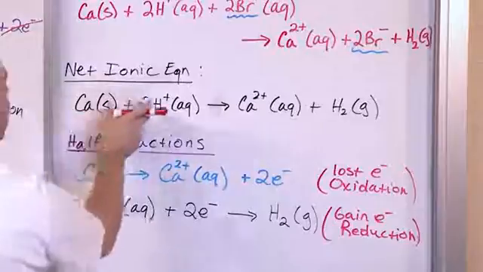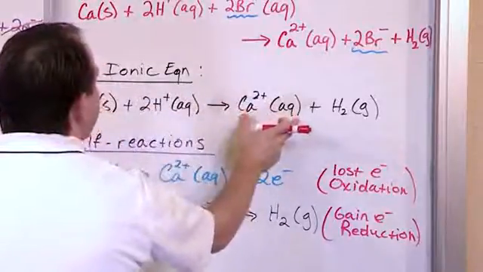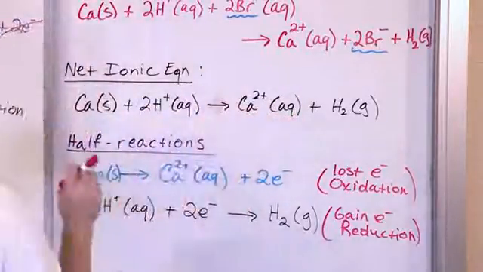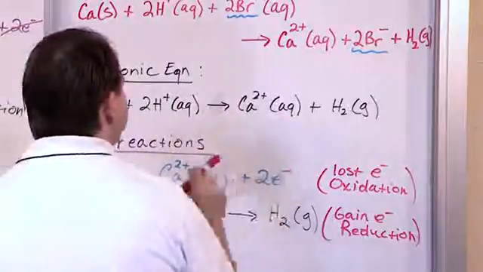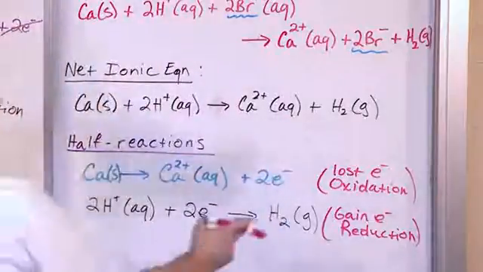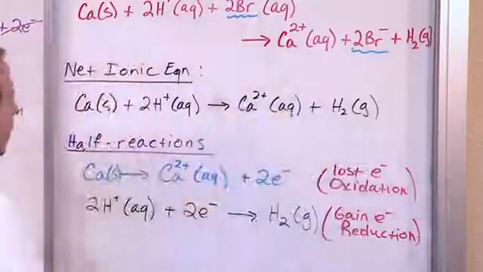The calcium yields and becomes a calcium ion with a charge of +2. The only way it can do that is if it gives up 2 electrons. So I write it like that, and because it gives up electrons, I call it oxidation.